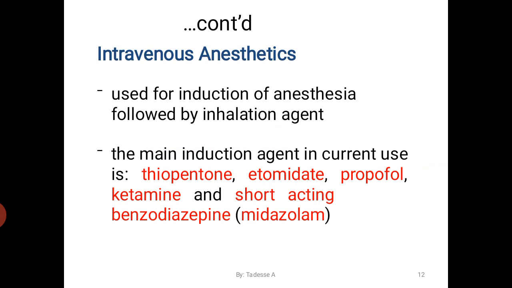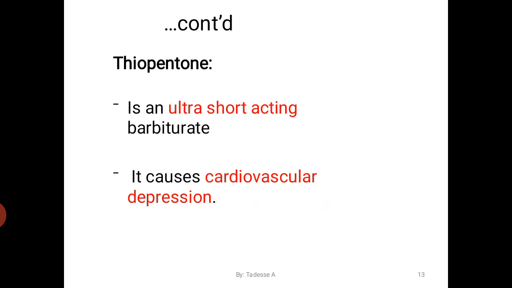The other anesthetic agents are intravenous anesthetic agents. Intravenous anesthetic agents have a fast onset of action. They induce unconsciousness within 20 seconds. So we have thiopental, etomidate, propofol, and so forth. Let's see important points about some of these IV anesthetic agents.